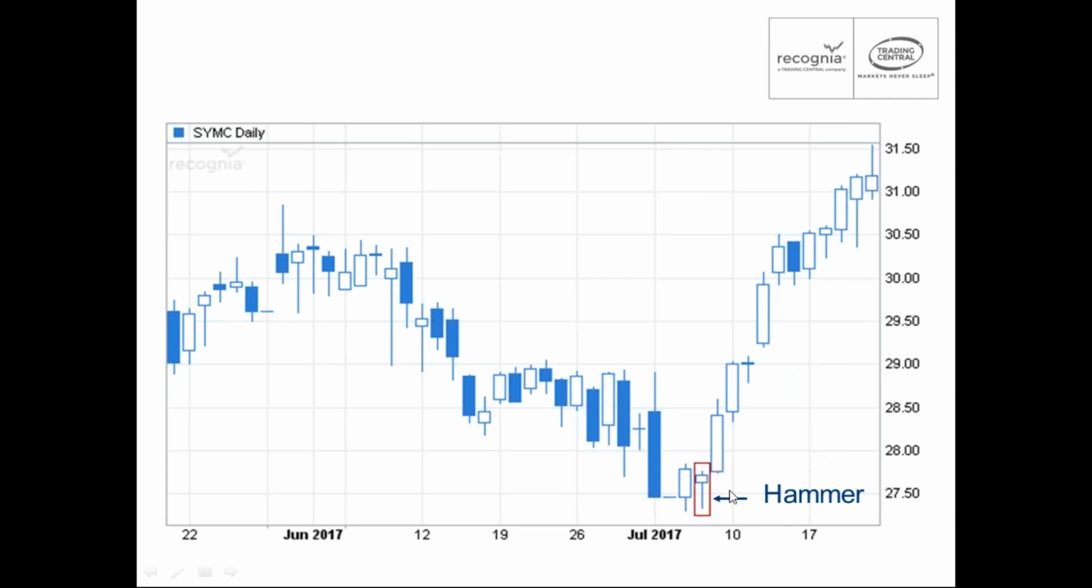Why do we call it a hammer? Well, it kind of looks like a hammer. It has a hammer head on top and a long handle coming down. The hammer is what's known as a bullish reversal pattern. This tells us something about the attitudes of traders on this particular day.